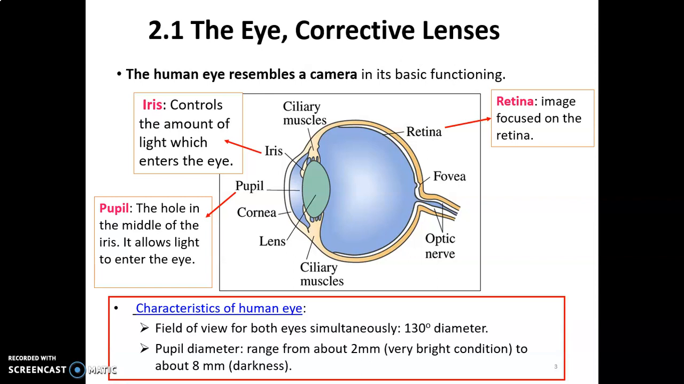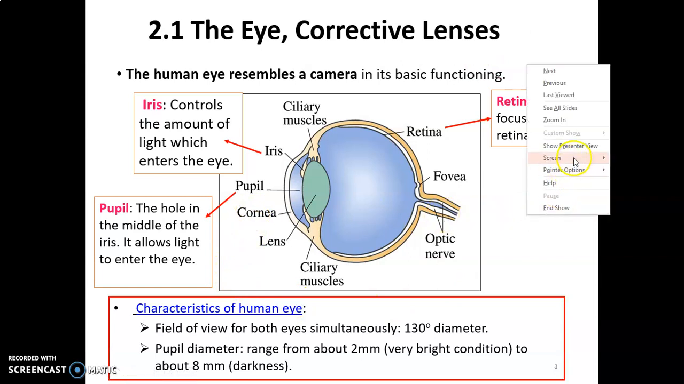As you can see in this slide, this is the schematic diagram of the human eye. The human eye is the most fascinating optical instrument given by our God. From here, you can see some of the important parts in the human eye. The first one we can see is the cornea.